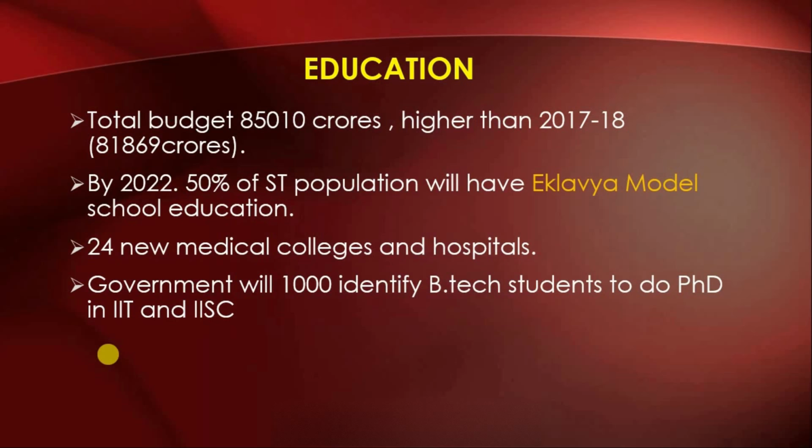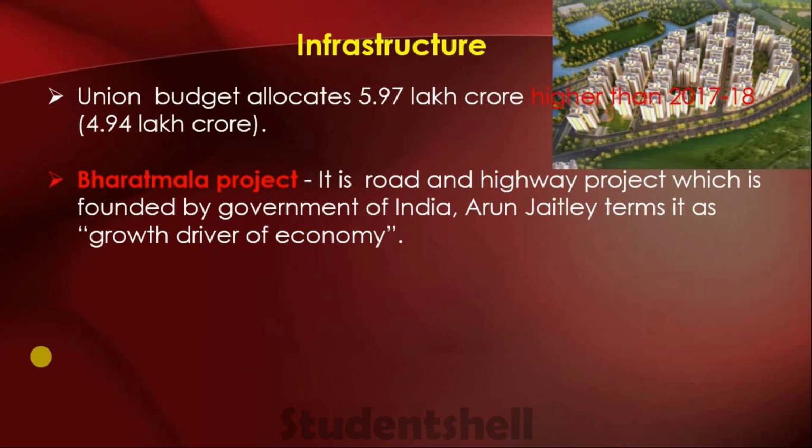The government wants to increase the number of doctors in the country. As a part of this, the government is planning to start 24 medical colleges and hospitals. The next is Prime Minister Fellowship Scheme. In this, the government will identify 1,000 top BTech students from all over the country to do PhD in IIT and IISc. Next, we go to infrastructure.